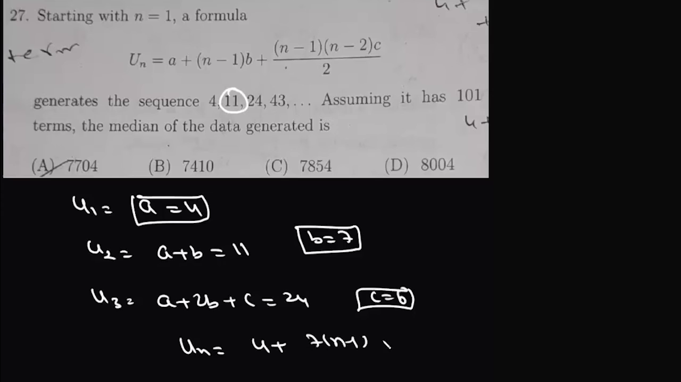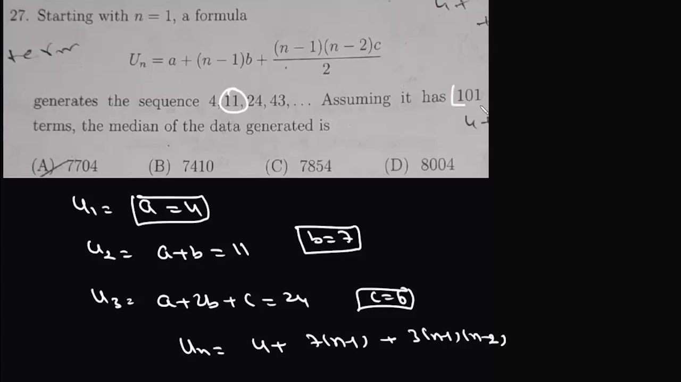And if we put n as 3 we will get a plus 2b plus c and that will be equal to 24. Now a is 4, this is 14, 18, so the value of c is 6. So basically your un is 4 plus 7 into n minus 1 plus 6 into this value. So it will be this, 3 into n minus 1 into n minus 2.